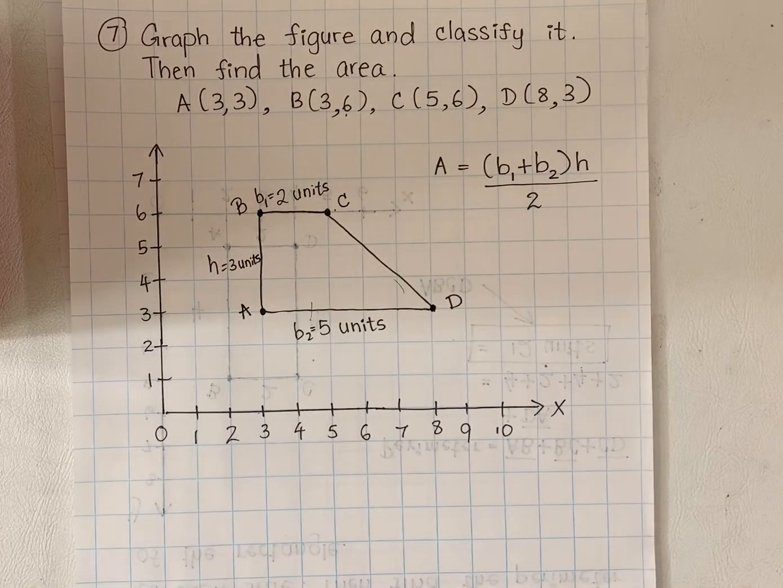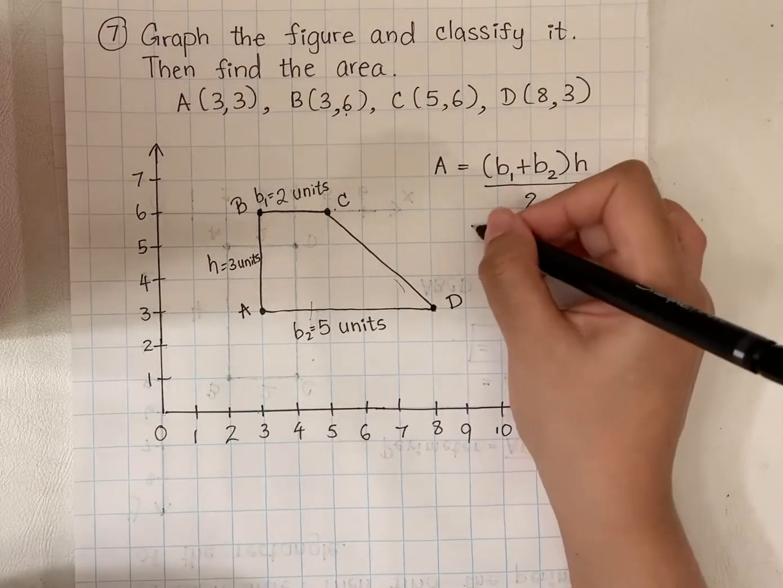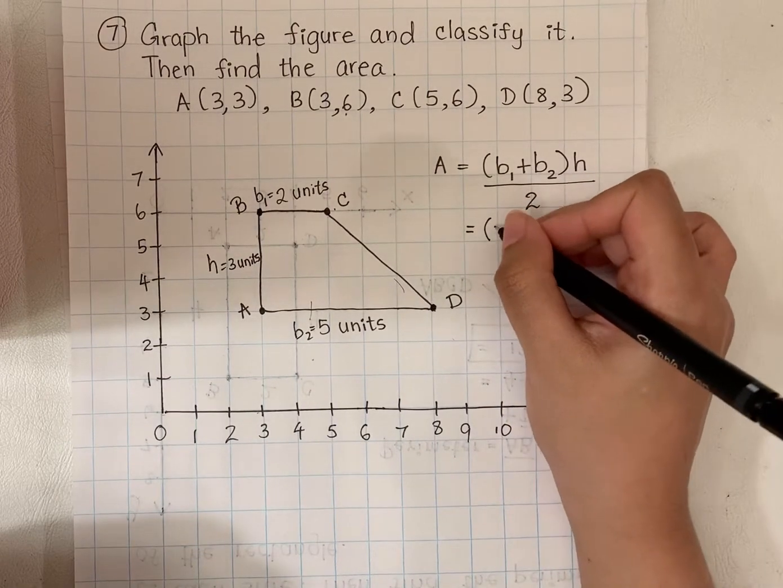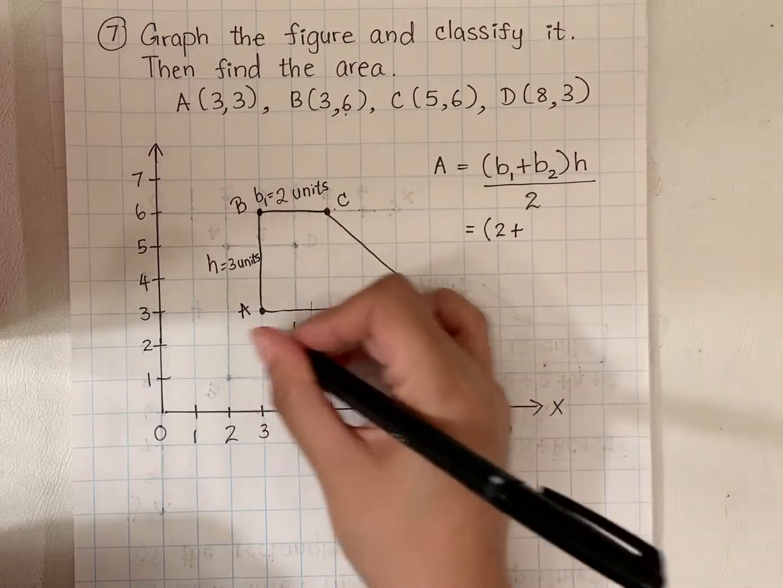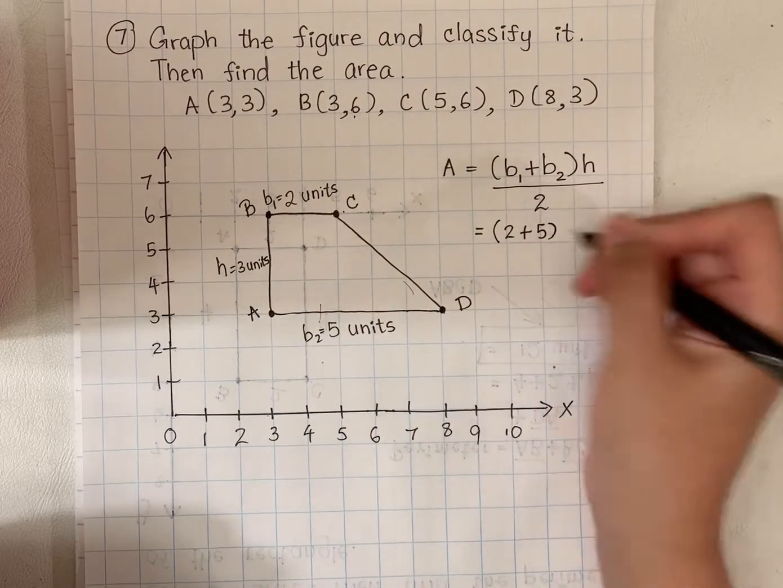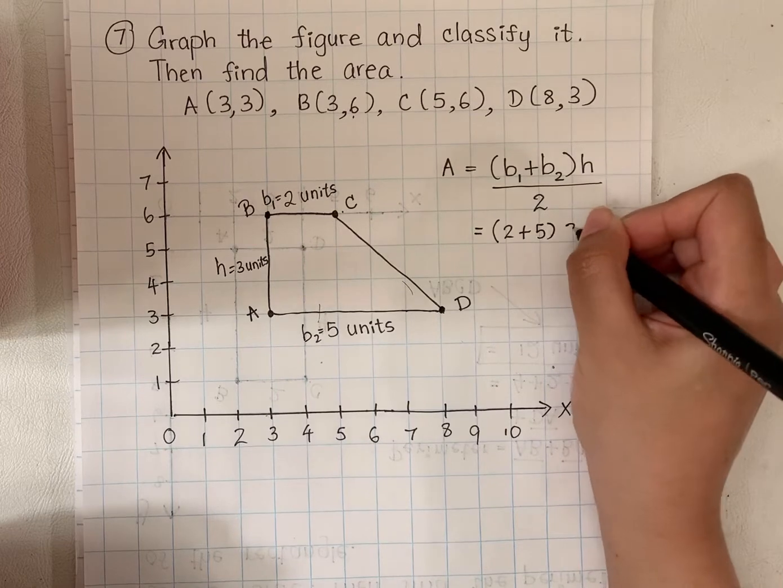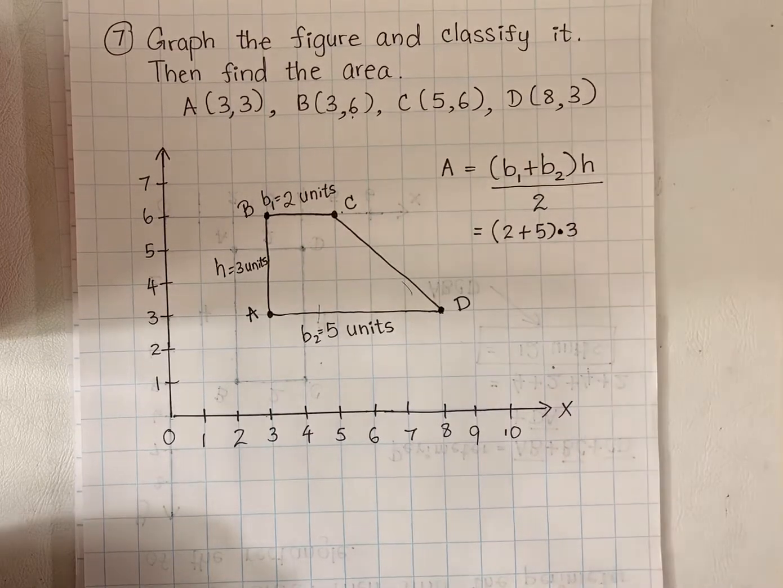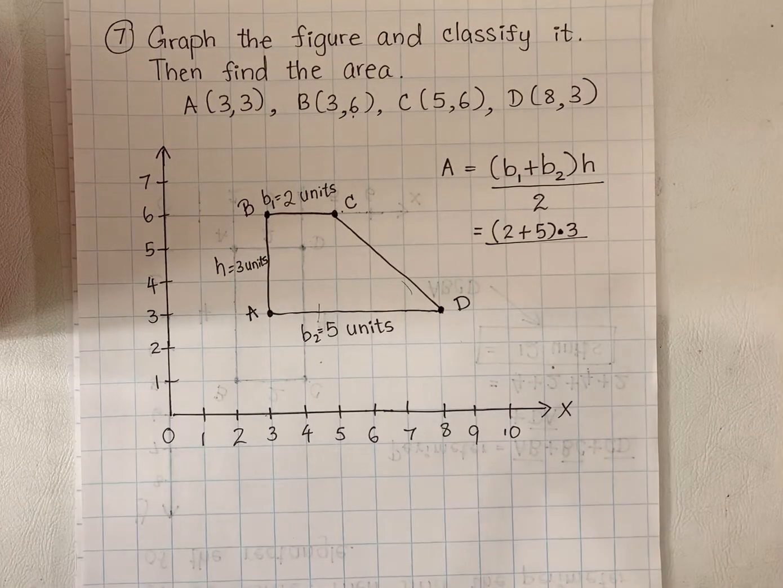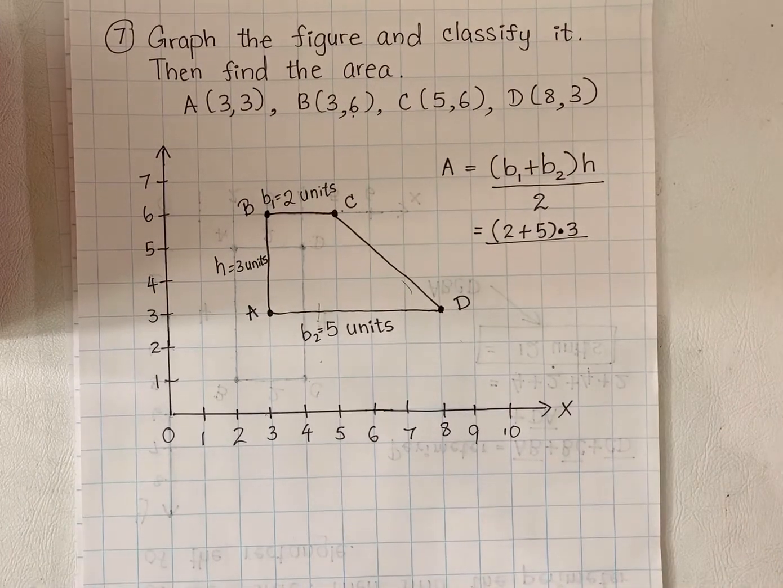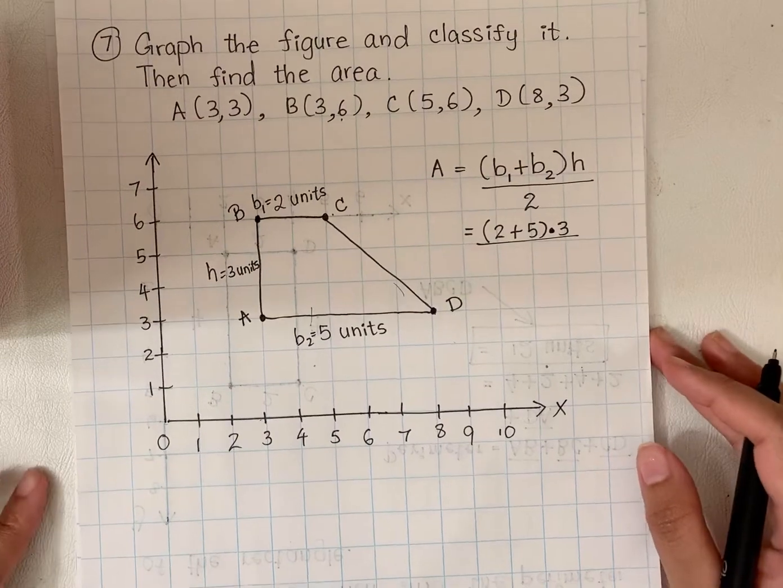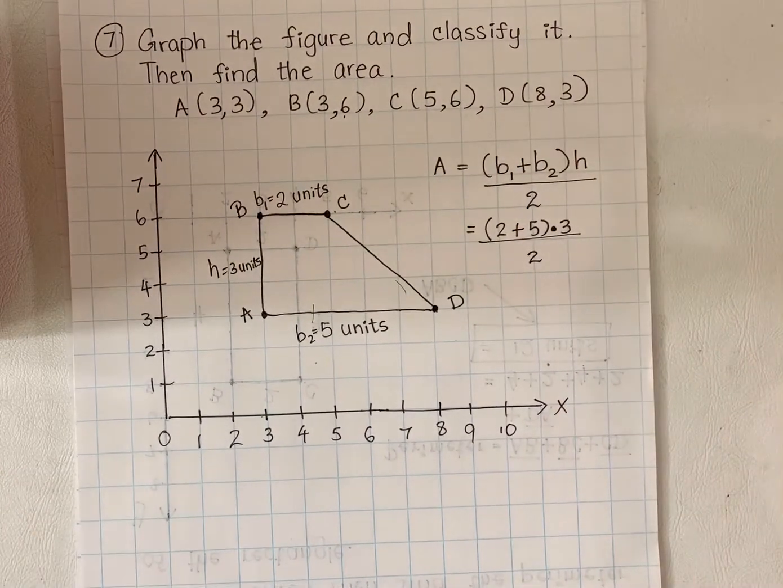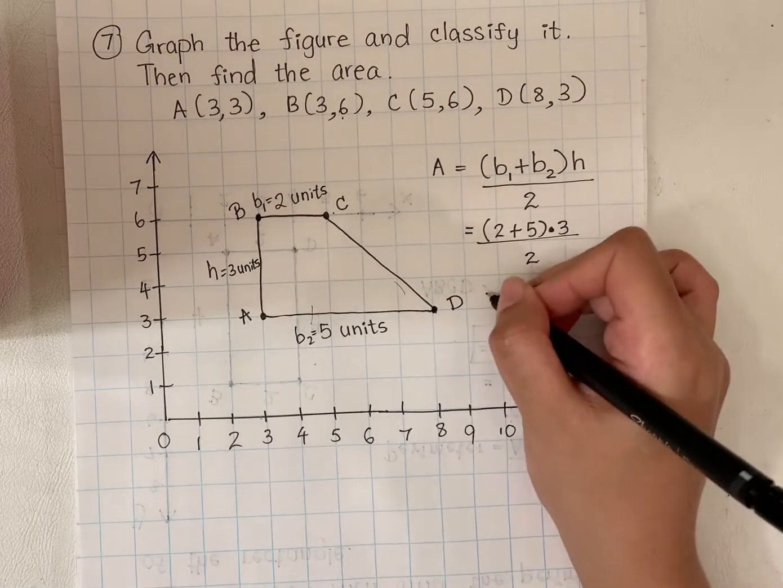So once I know my 2 bases and the height, I can go ahead and plug in the values into the formula. Base 1 is again 2 units. Base 2 is 5 units. The height is 3 units. You can put a multiplication sign over here or a dot so you know you have to multiply or not. Doesn't really matter because whenever there's a number outside of parentheses, that always means to multiply. My final step is to divide by 2. So I'm also going to include that in the next step.